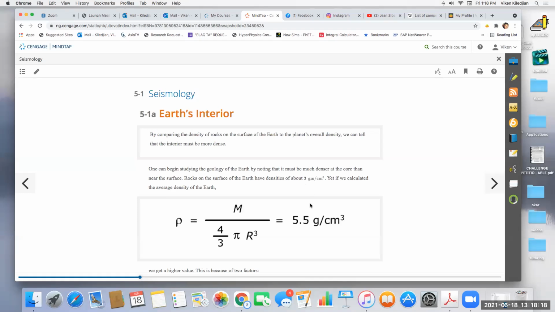So you see, you could tell that the overall density of the Earth is denser than the density of the rocks at the surface. So that means the inside of the Earth must be denser. It must keep getting denser and denser as you go to the core of the Earth.